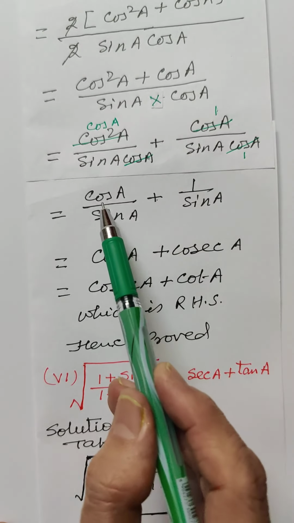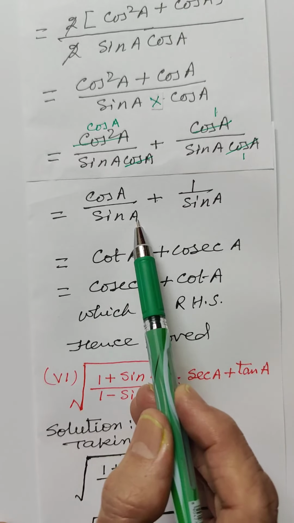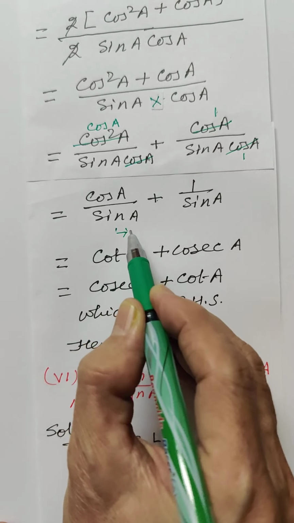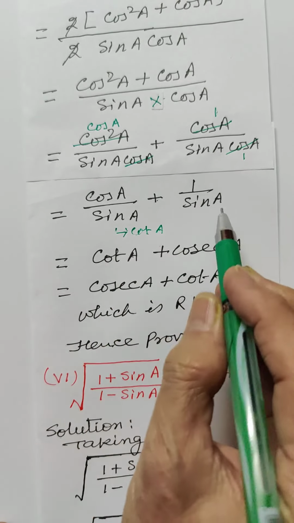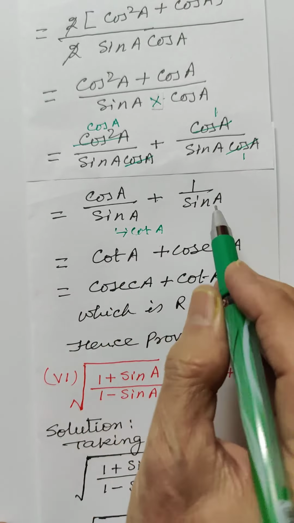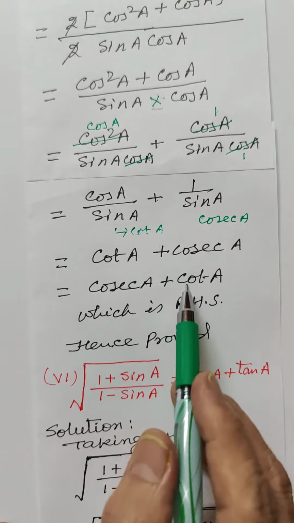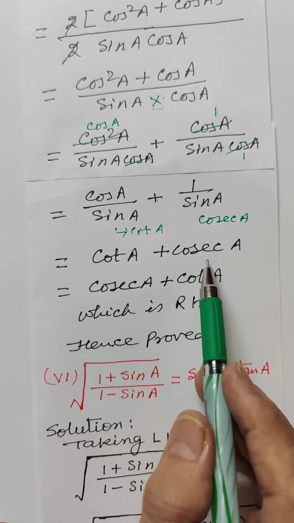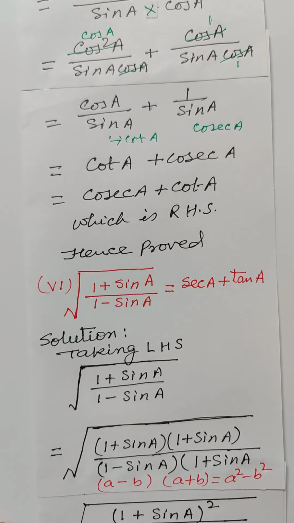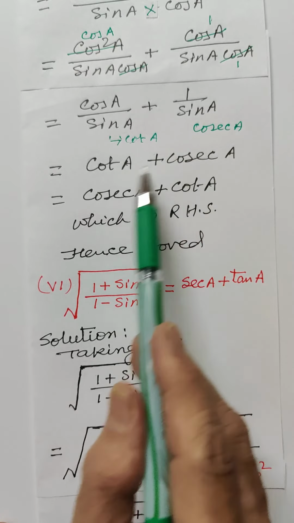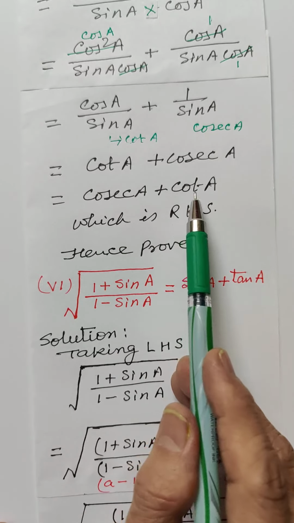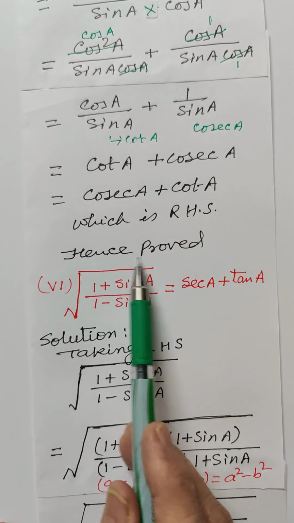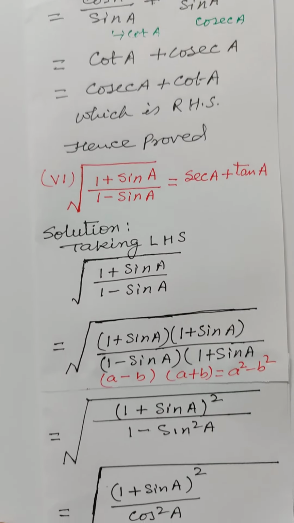We know that cos A upon sin A is equal to cot A. This is equal to cot A, and this is equal to cosec A. So writing in place of this cot A and in place of this cosec A, cot A plus cosec A. Next step is this. We can interchange, writing cosec A first and cot A after that. So cosec A plus cot A, which is RHS, hence proved. Part 6th.